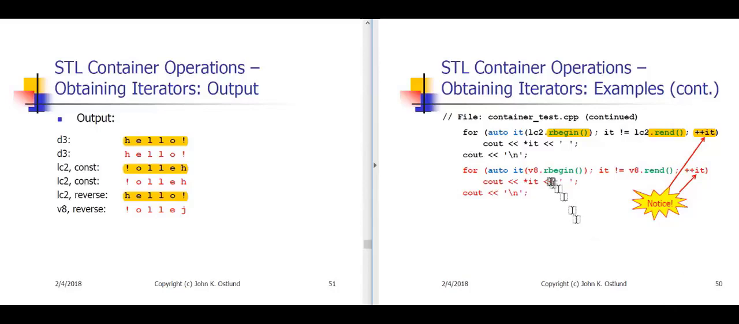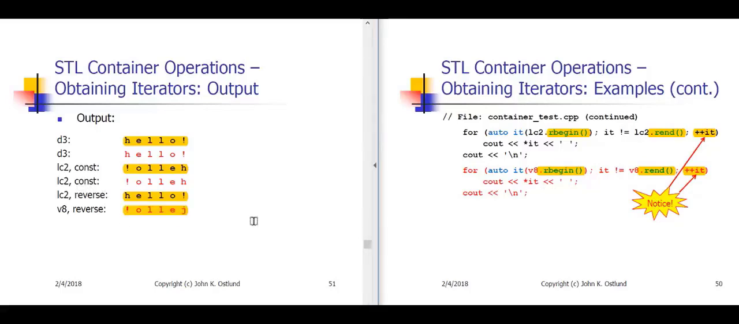Similarly here in this red for loop, we're looking at the vector of char v8, and we're starting from its rbegin, which is the index of the exclamation mark at the end of v8, and we're stepping that iterator through until we get to the rend, which is just prior to the little j that is now the first char in the vector. And as I mentioned with LC2, we need to remember to use plus plus on our iterator to go from element to element, this time in reverse. So what we get when we display v8 in reverse is jello exclamation mark in reverse order.